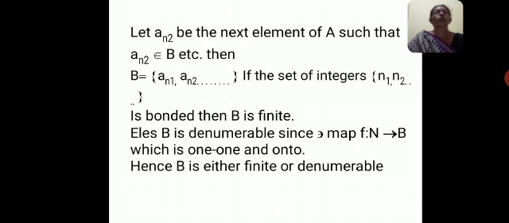If the set of integers n1, n2 and so on is bounded, then B is finite. Else B is denumerable, since there exists a mapping f from capital N to capital B which is one-one and onto. Hence B is either finite or denumerable.